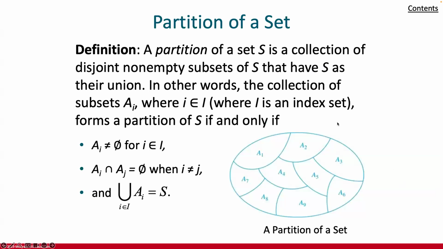Well, we can partition a set. A partition of set S is a collection of disjoint non-empty subsets of S that have S as their union. In other words, a collection of the subsets A sub i, where i is an element of capital I, where I is an index set, forms a partition of S if and only if we have these following relations. And you can see that each one of these, they're not overlapping, so each one of them has a certain number of elements in a set, and so we've been able to partition it into each one of these capital A elements.